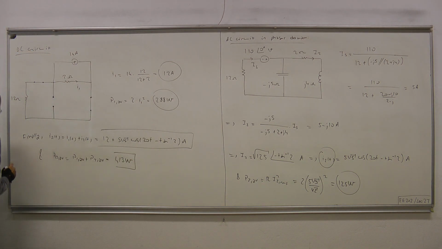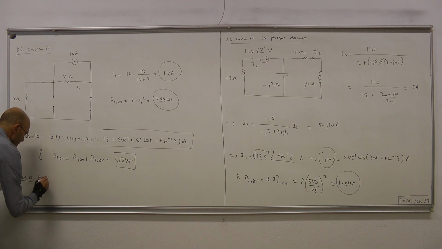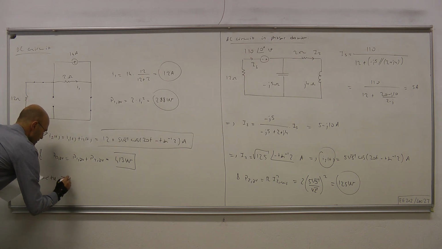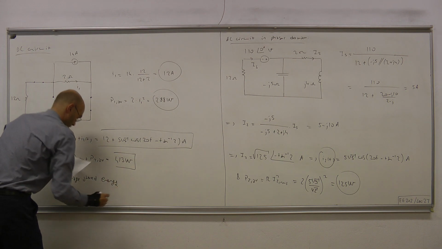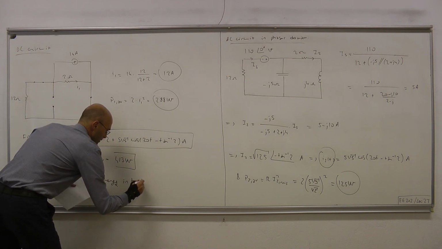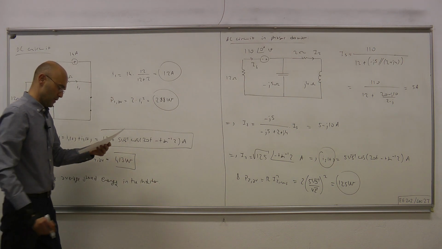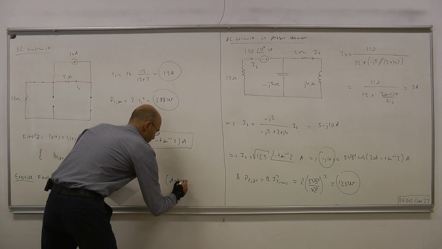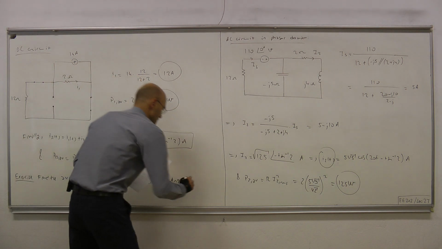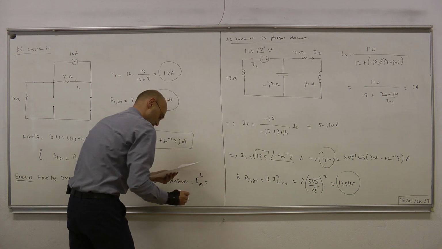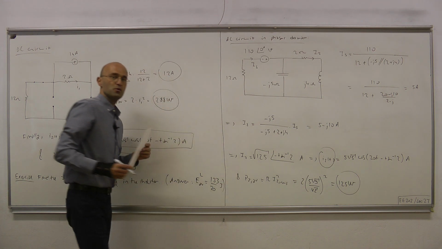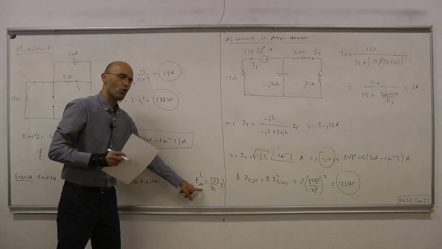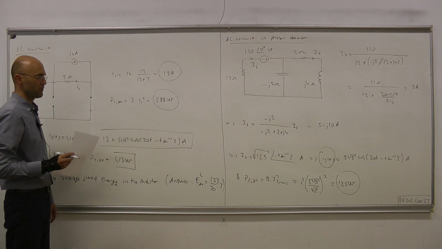Okay. Here's an exercise, another superposition exercise. This time find the average stored energy in the inductor. The answer is, if I haven't made a mistake, E average L should equal 133 over 20 joules, which again can be computed through superposition because we have two separate frequencies.